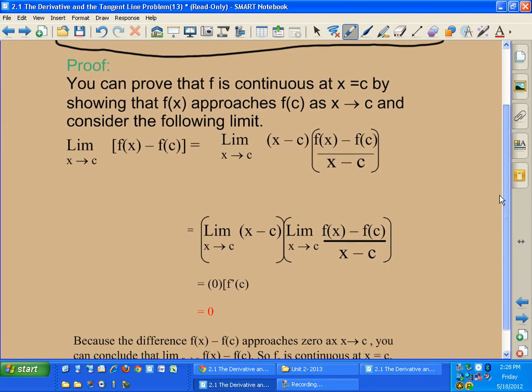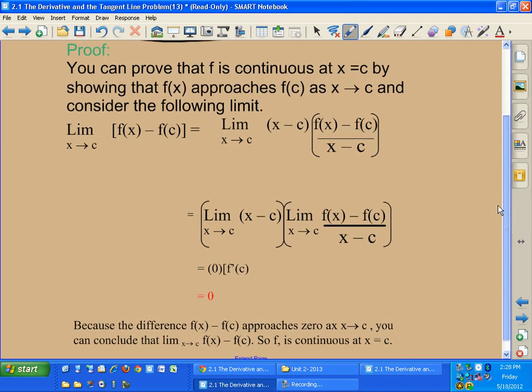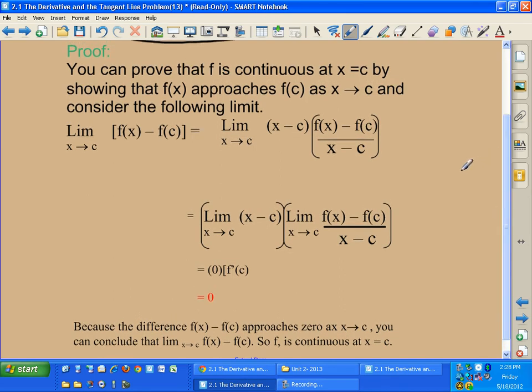Whether you need to know this proof or not, you probably don't need to know it. You won't need to know it for the AP test, and I won't be testing you on it, but it's something good to kind of look at.